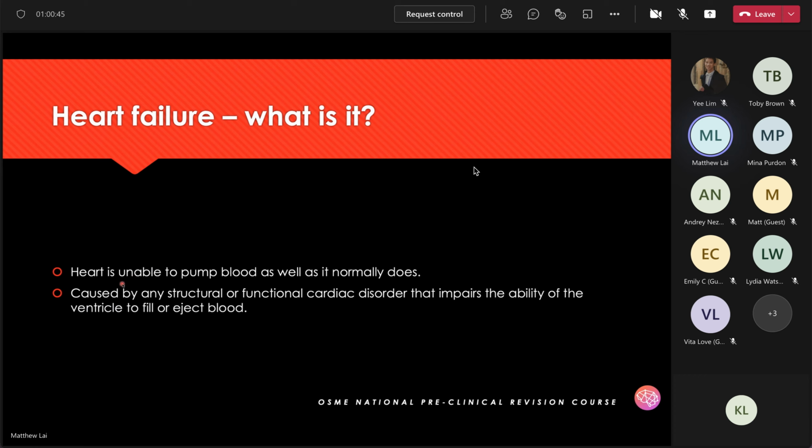So heart failure, essentially the heart is not able to pump as well as it normally does, and this is caused by any structural or functional cardiac disorder that impairs the ability of the ventricle to fill or eject blood.